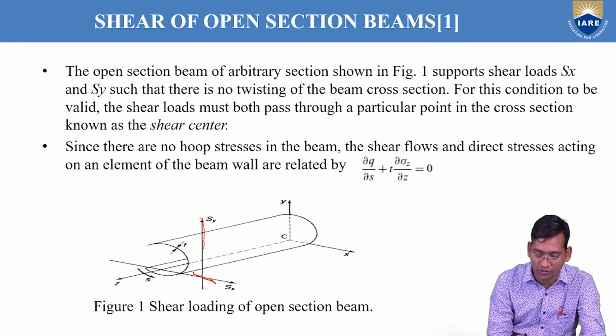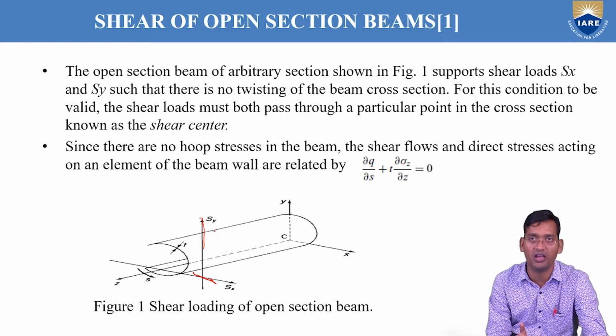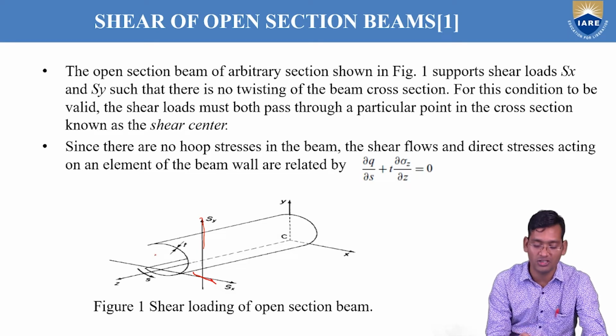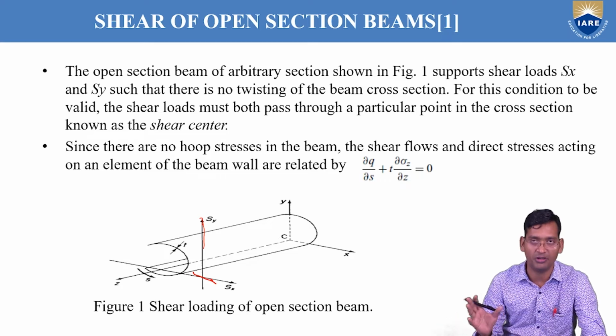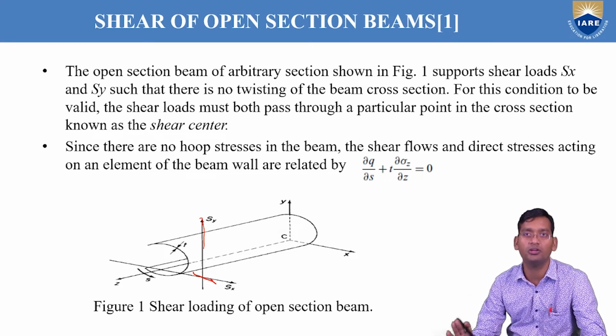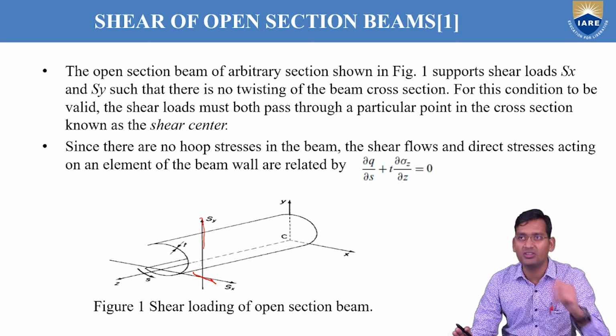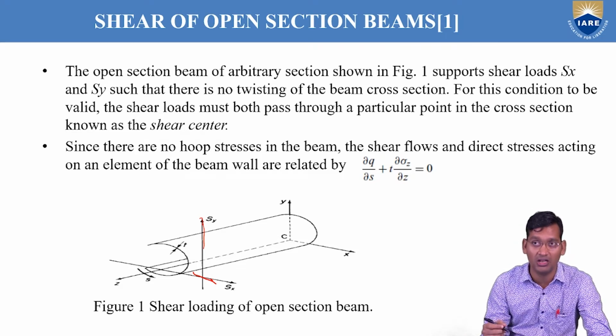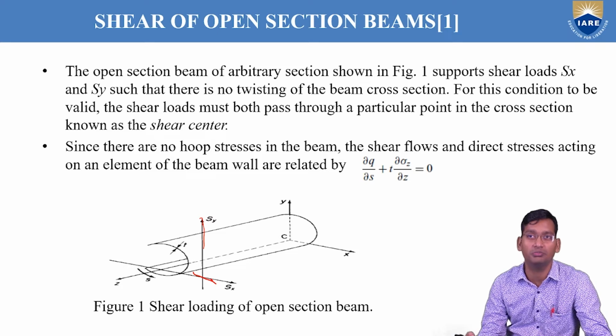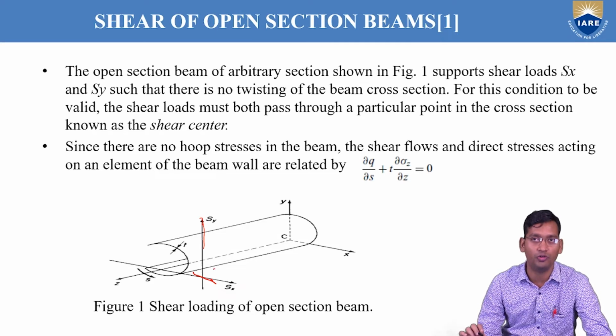This means the forces Sx and Sy should be such that the beam does not get twisted. It's just applying the load, not at some particular angle, so that it should not twist. For this condition to be valid, the shear loads must both pass through a particular point in the cross section known as the shear center. So we have to apply the force at the shear center so that there is no twisting.